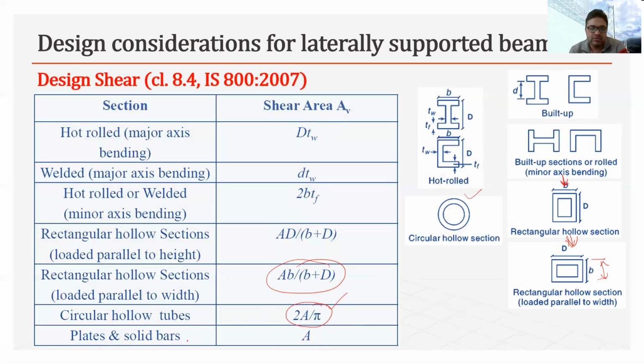Similarly, if there are plates or solid bars, we simply need to find the area of those plates. For example, a plate having thickness T and width B, so B into T will be A. So this is how we find the shear area for different sections. When we multiply this shear area with the yield strength or permissible shear strength, we can find the design shear strength of that particular section.